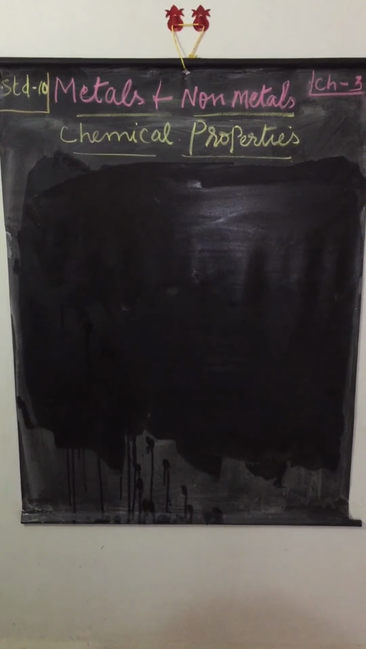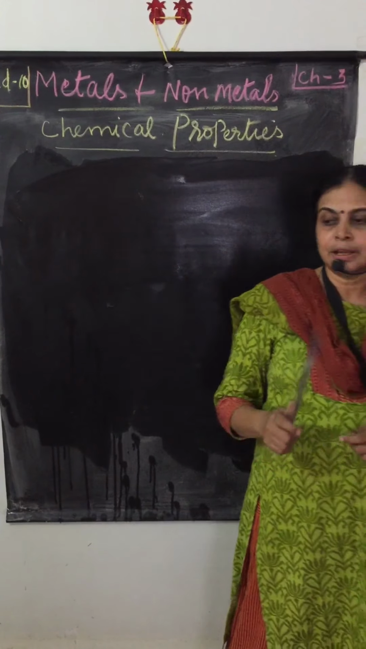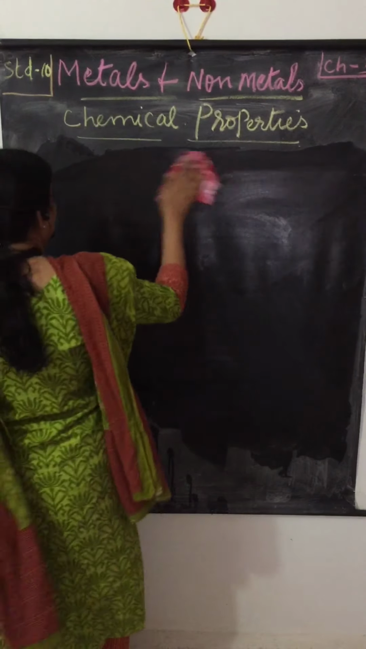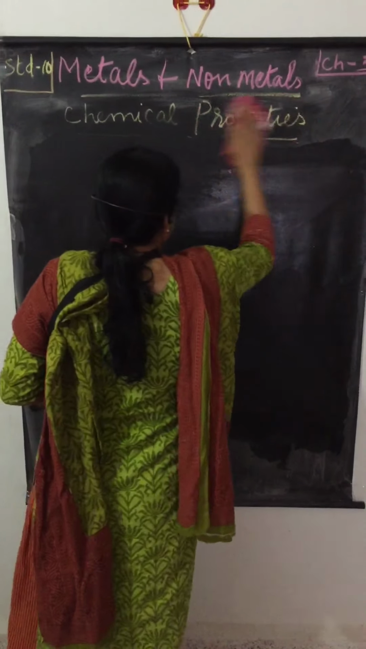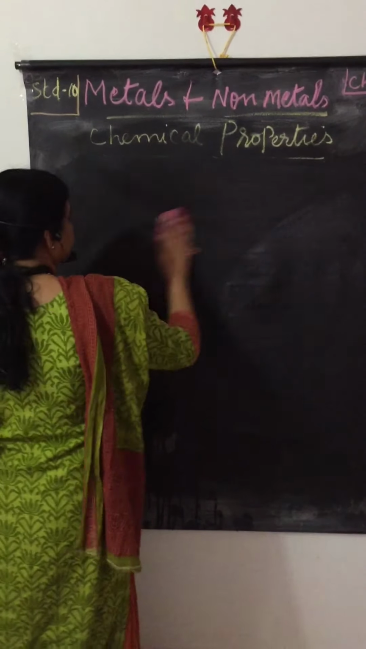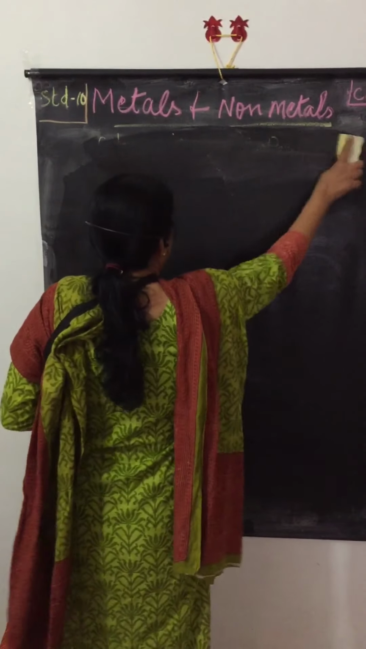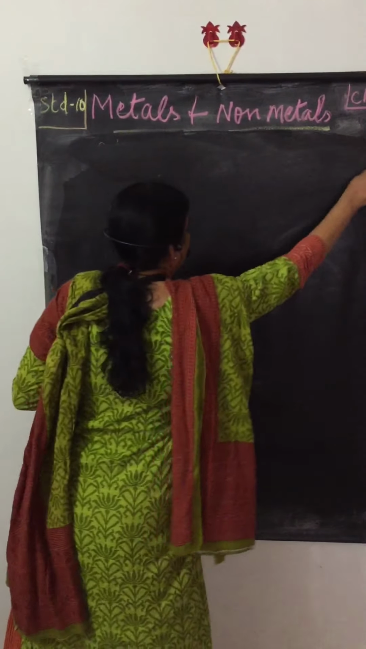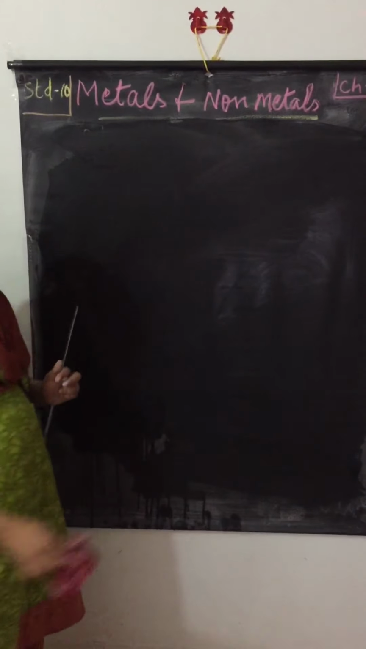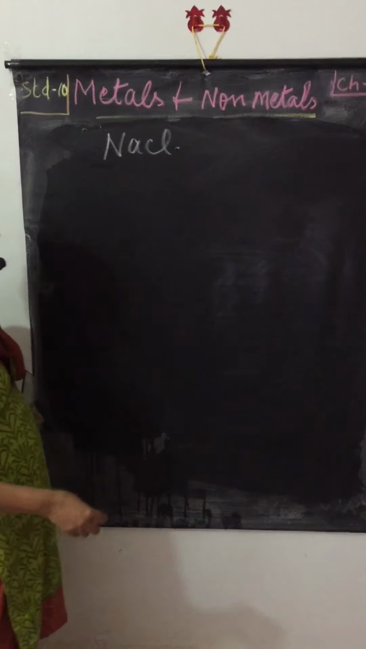Now let us discuss how ionic compounds are formed, how metals react with non-metals. We can take an example, sodium chloride, to see how metals react with non-metals. Sodium chloride is NaCl. How is this compound formed?